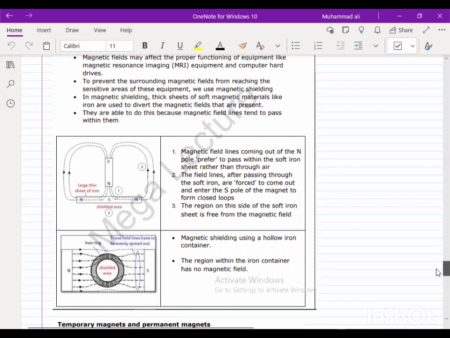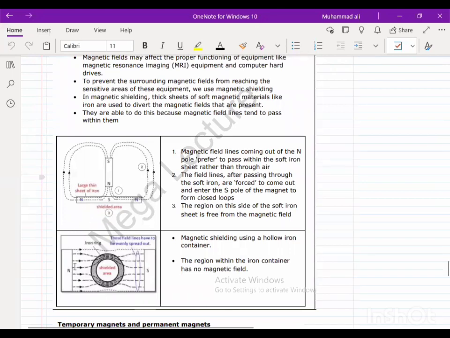In magnetic shielding, thick sheets of soft magnetic materials like iron are used to divert the magnetic fields that are present. They're able to do this because magnetic field lines tend to pass within them. Within what? Within soft magnetic materials like iron. So magnetic field lines coming out of the North Pole prefer to pass within the soft iron sheet rather than through air.